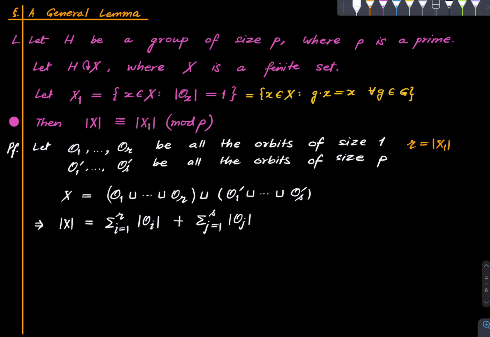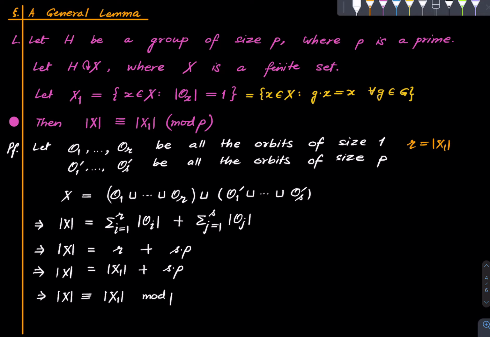But what is this? This is nothing but R plus S times P. As we have already commented, R is nothing but the cardinality of X1. Let me write that on a separate line. So this is the cardinality of X1 plus S times P. And going modulo P, we get the cardinality of X is congruent to the cardinality of X1 modulo P. That finishes the proof. So it's a very simple proof.